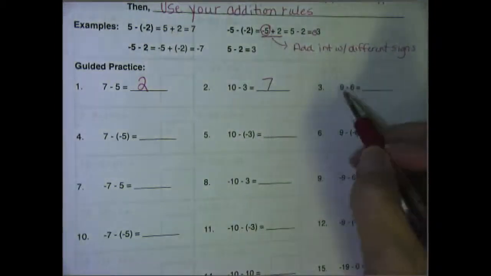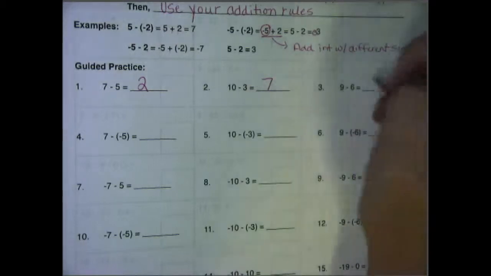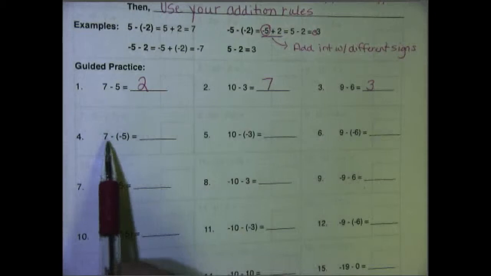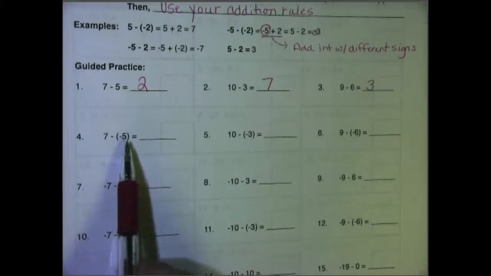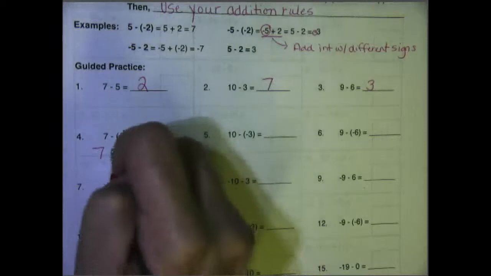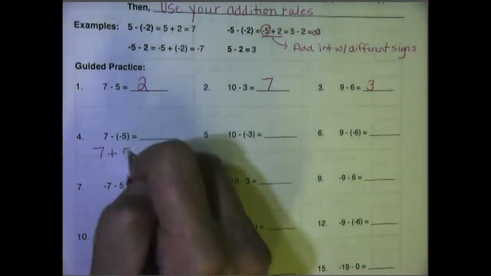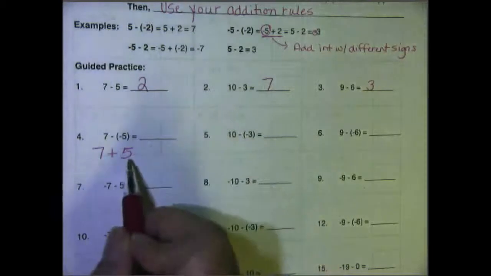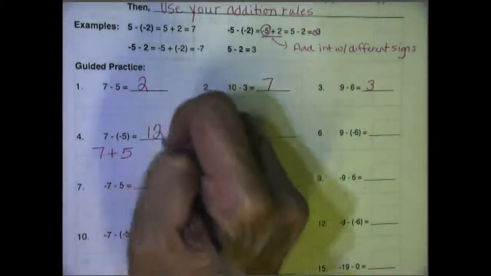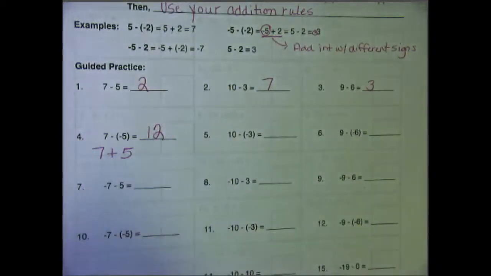Number 3, 9 minus 6. No need to use same, opposite, opposite. 9 minus 6 equals 3. Number 4, 7 minus negative 5. Now we need to use our rule. 7 stays the same. Change the subtraction to addition. Change negative 5 to its opposite, which is positive 5. 7 plus 5, that's adding same sign, so we just add them. We get 12. Both are positive, so our answer is positive.